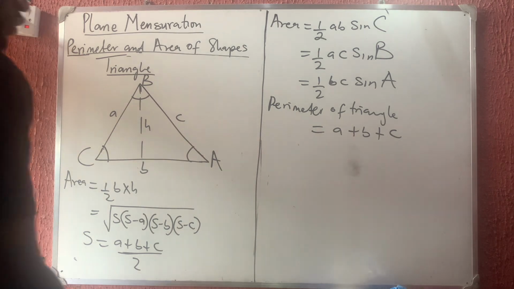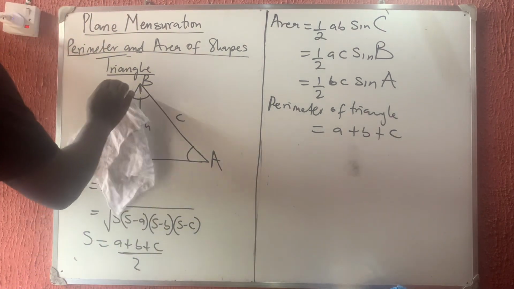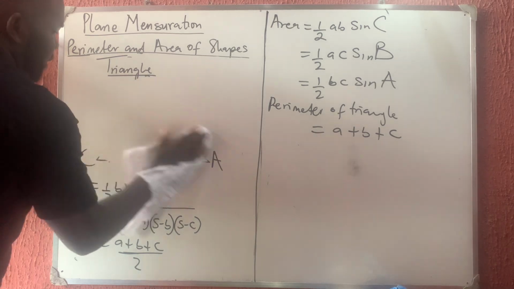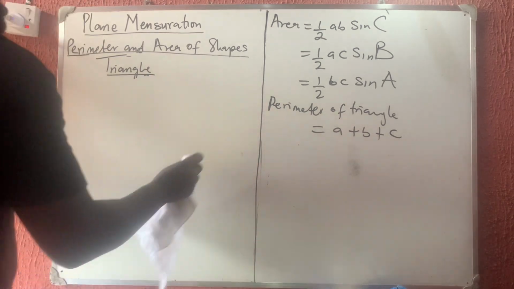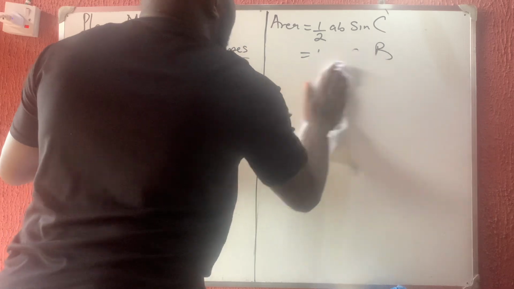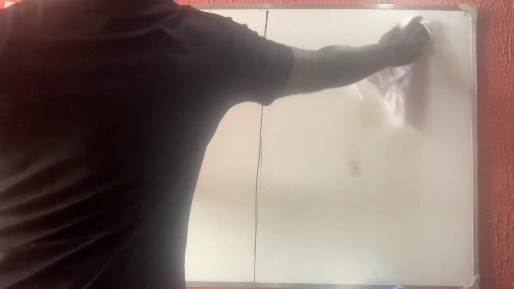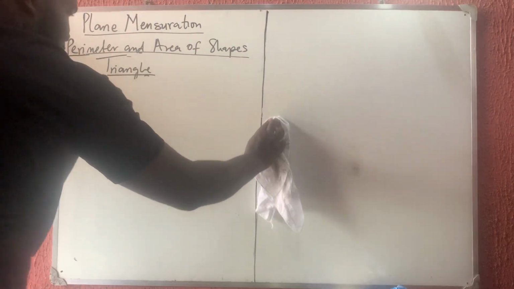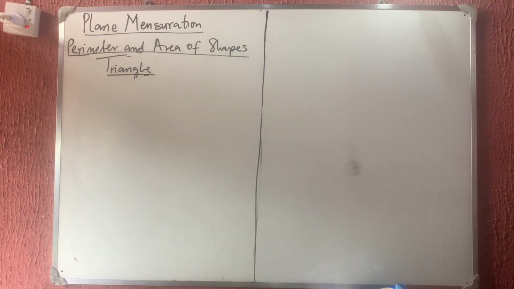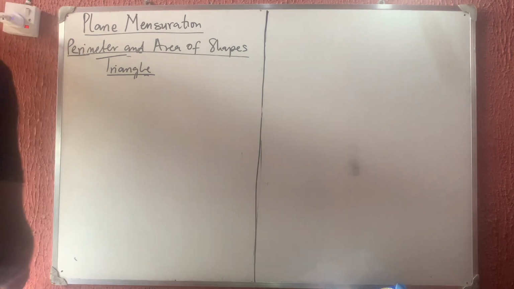So let us now solve some questions on that to help us to understand it better. Okay. So don't forget that if you're using angle, that the angle must be included. The angle must be an included angle. And then what do we mean by included angle? It means that the angle must be in between the two sides you want to use.